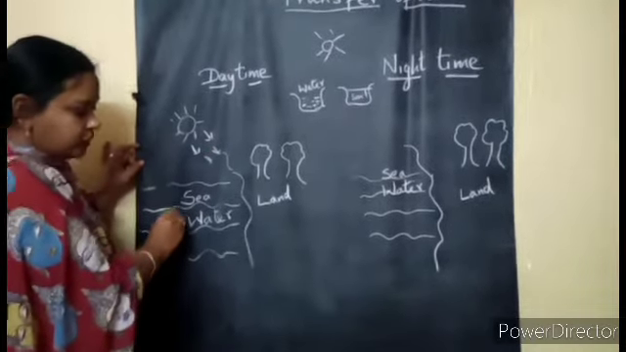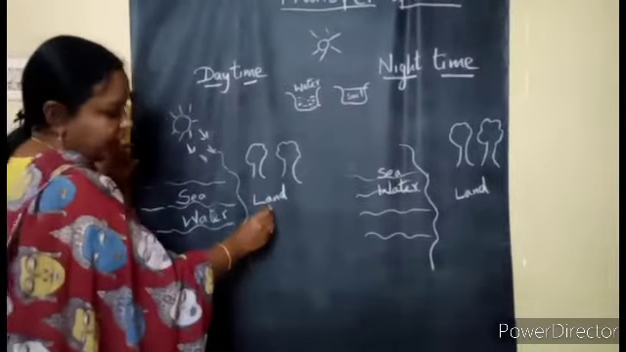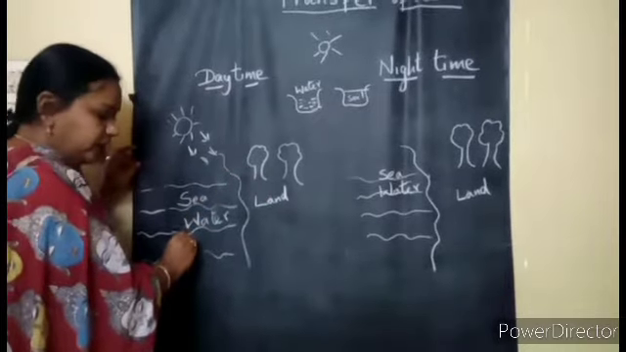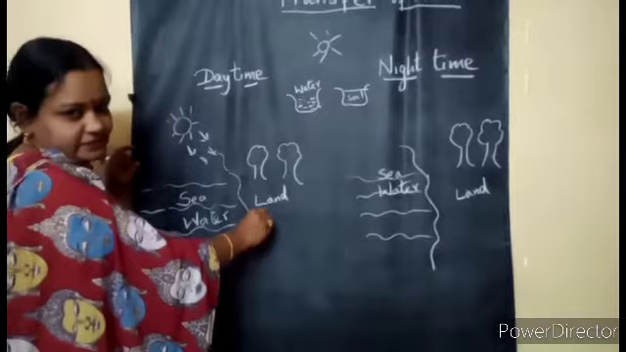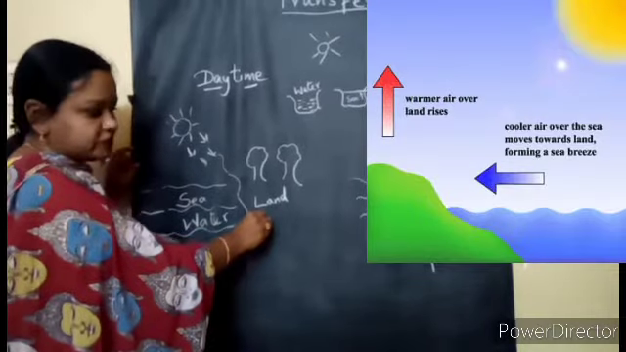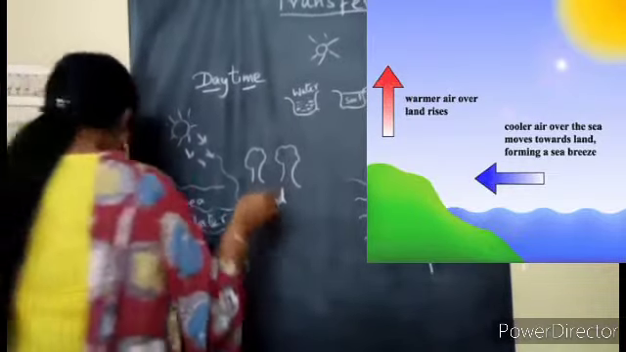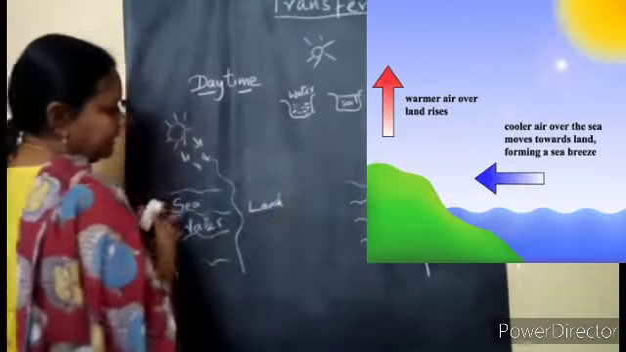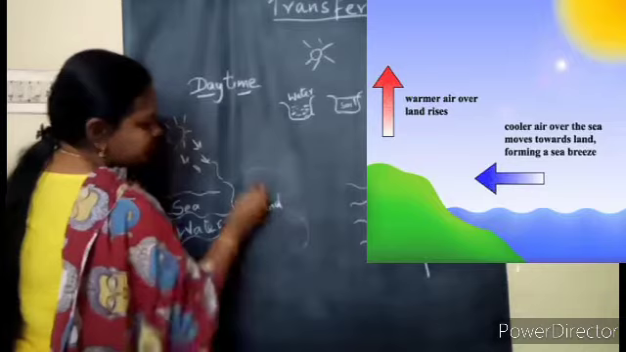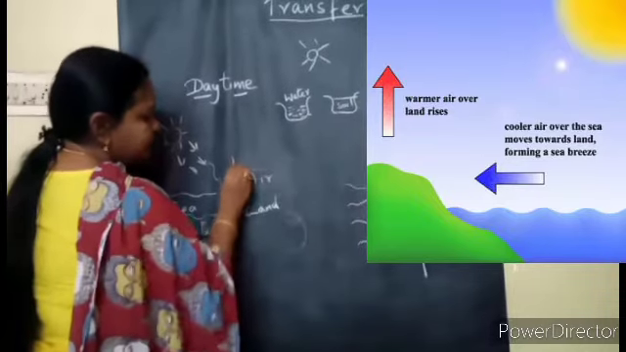The sun's heat falls on the sea water and also the land. When you compare water and land, the land will become heated up fast. So because of that, what happens? Above the land, what is there? Above the land, there is air. So this air also becomes warm air.